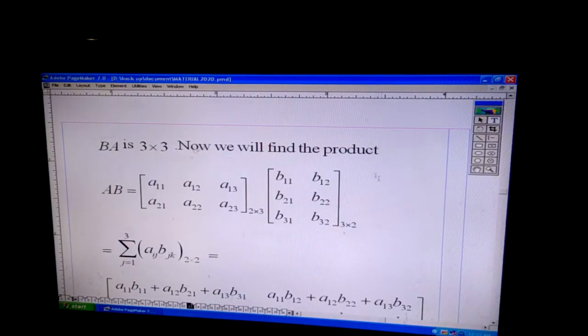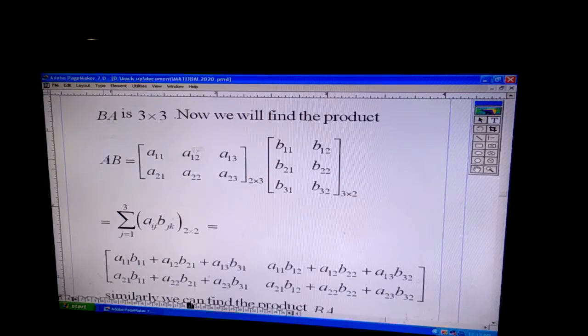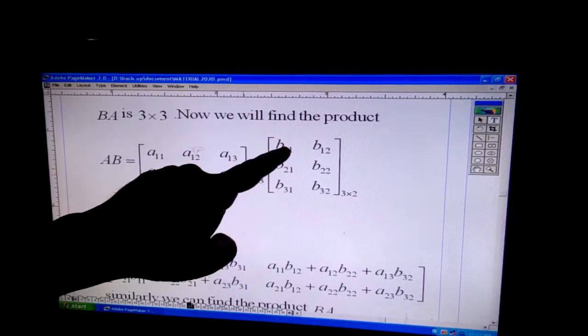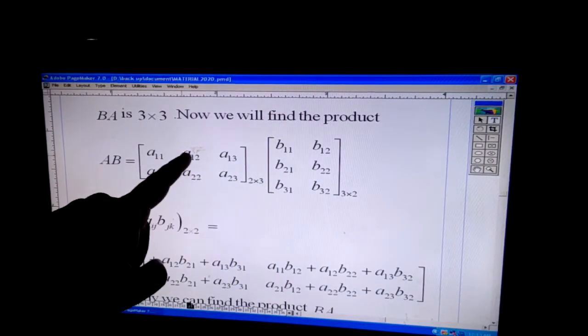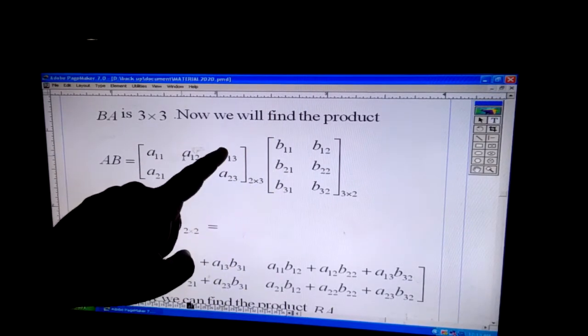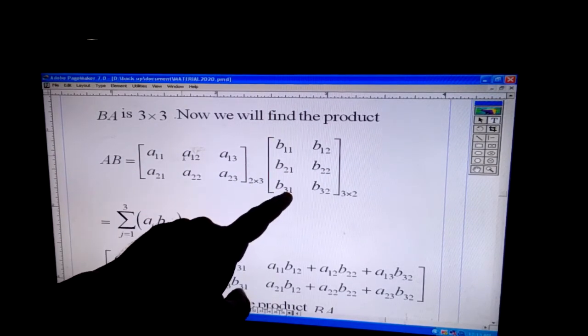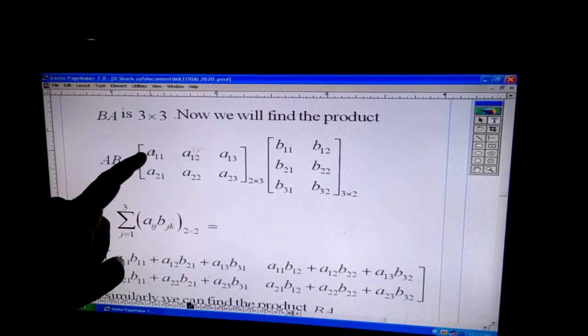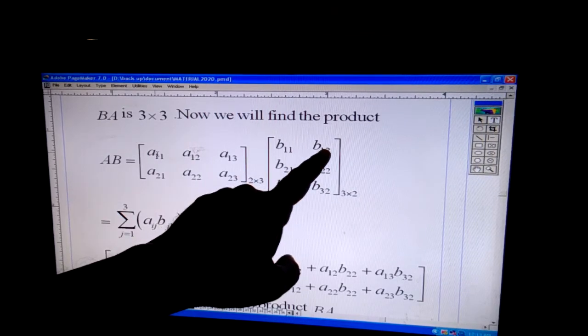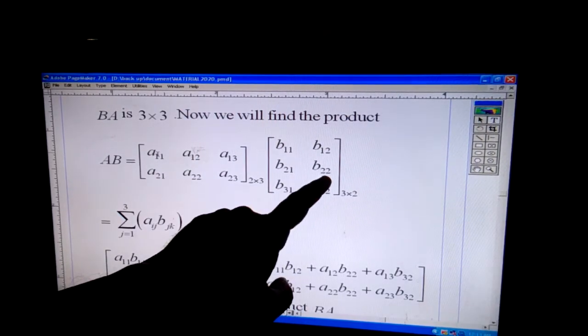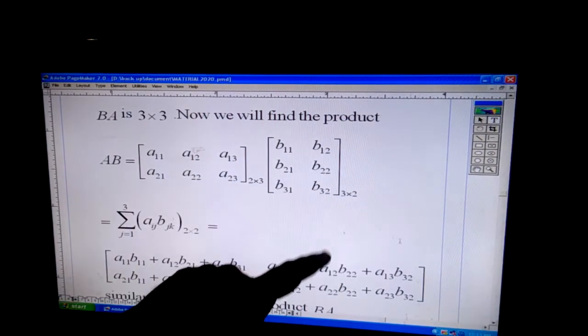Now we will find the product. In the previous page we have taken A and B. Here we can multiply A11 with B11, first row, first column: A11 into B11, A12 into B21, A13 into B31. This is first row, first column. Again for first row and second column, we have A11 into B12, A12 into B22, A13 into B32.